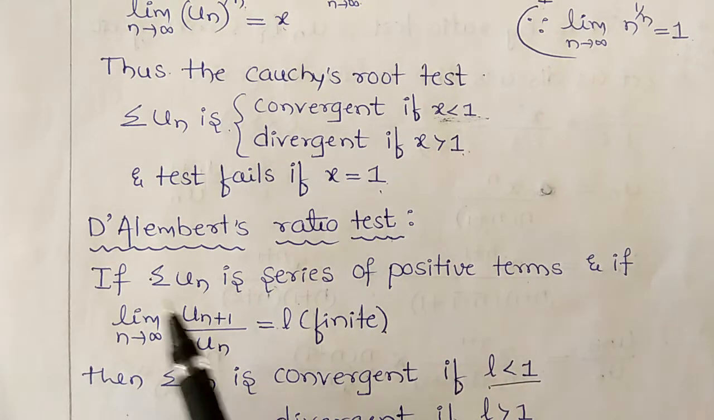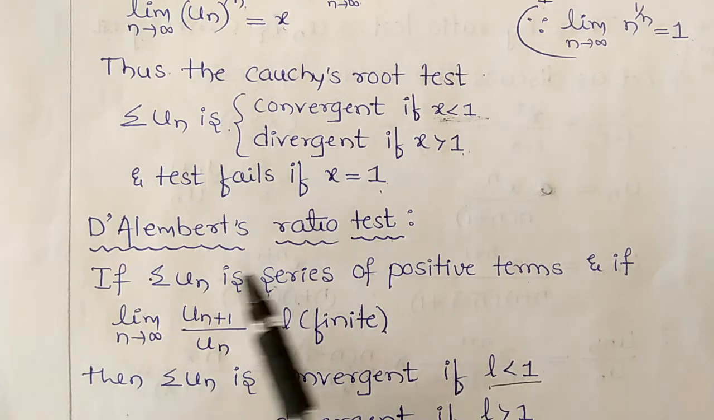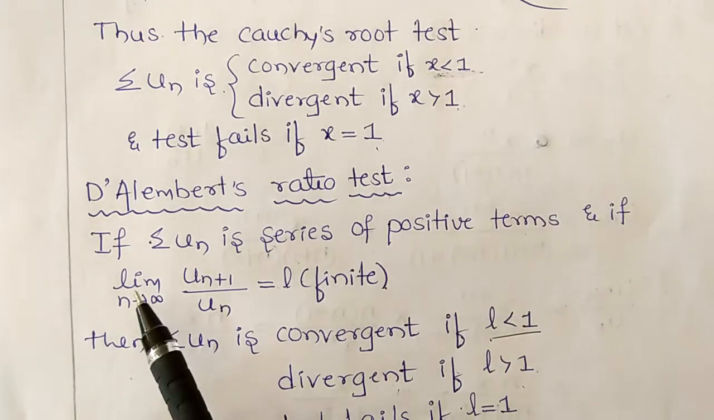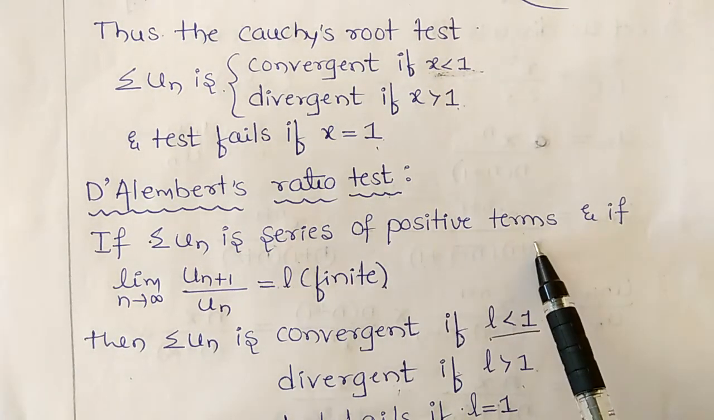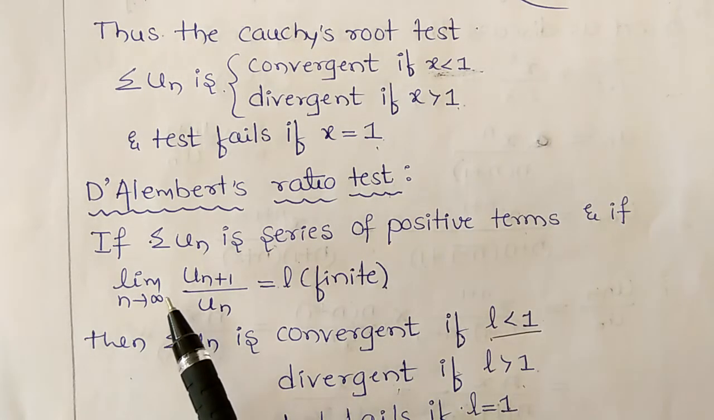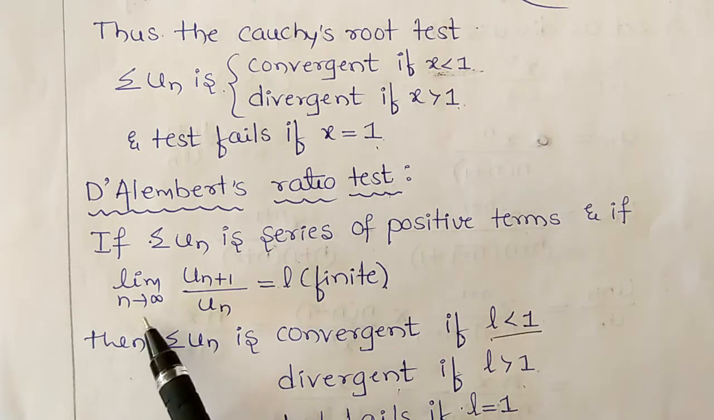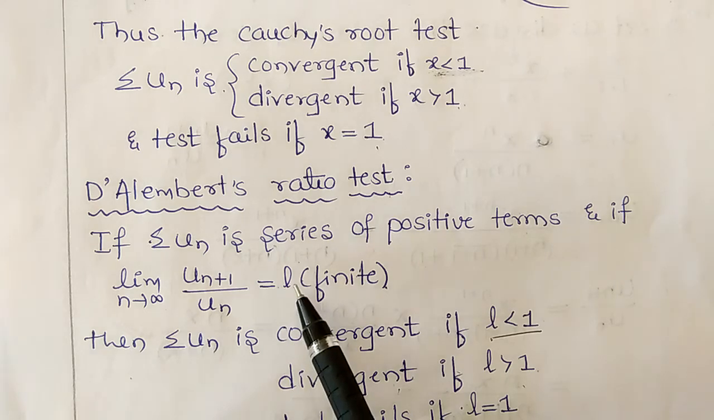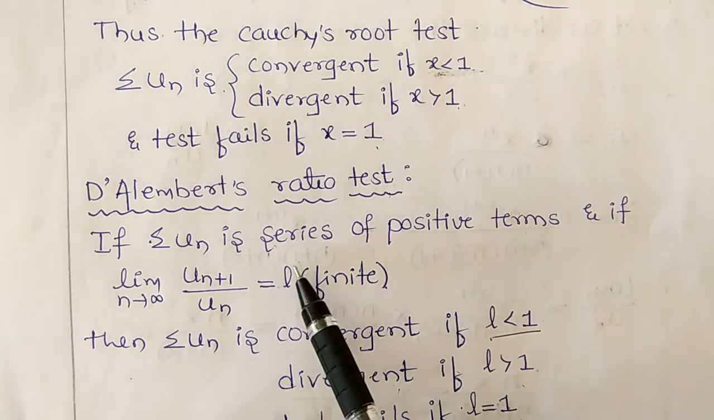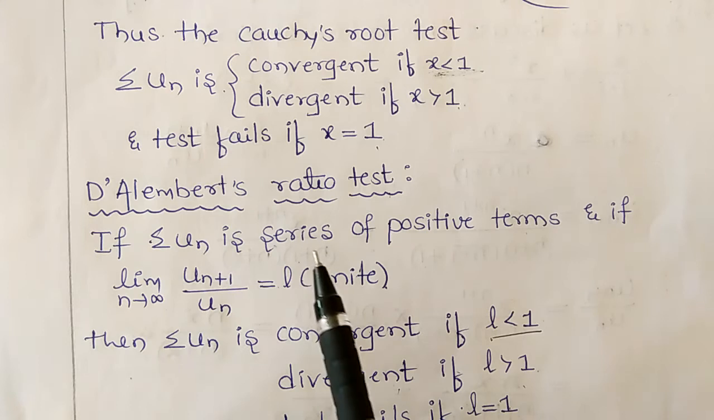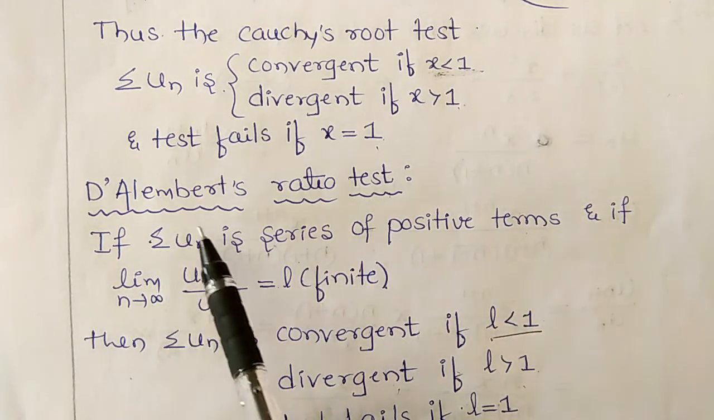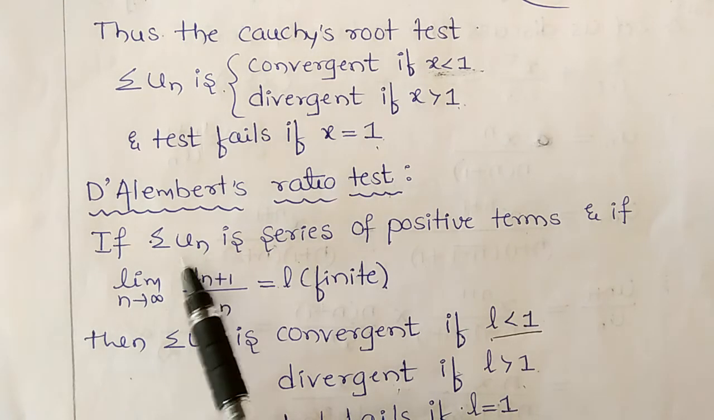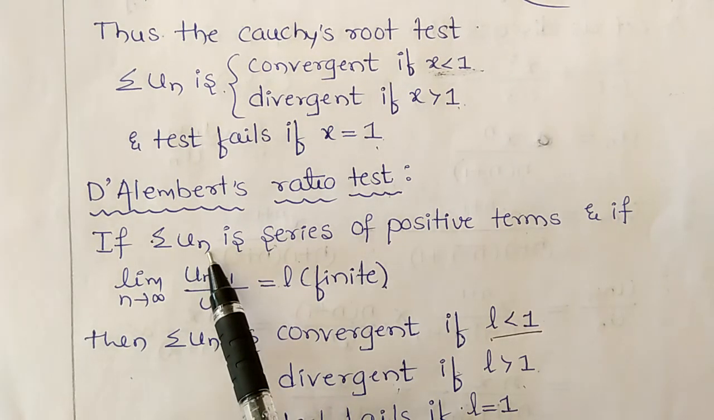Hi friends, now I will discuss the D'Alembert ratio test. Definition: if summation of un is a series of positive terms, and limit of un plus 1 divided by un as n tends to infinity is equal to L, where L is a finite quantity. Summation of un is a series of positive terms, and it contains only a finite number of terms. Summation of un means it contains n terms.